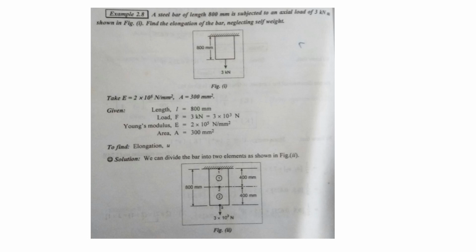So first we will divide the bar into two elements as shown in the figure. The bar is divided into element number 1 and element number 2 with equal lengths of 400 mm and 400 mm. The 800 mm is divided into 2, and the load 300 into 10 raised to 3 Newton is acting at the end of the second element. Also we can see the nodes. Node 1 is at the fixed support, node 2 is between elements 1 and 2, and node 3 is at the end of the bar where the load is acting. So 2 elements and 3 nodes.